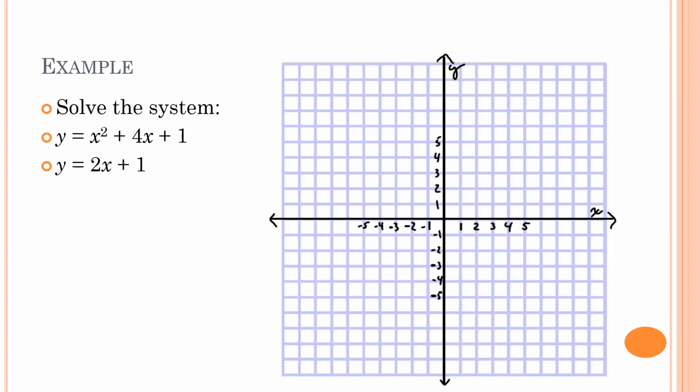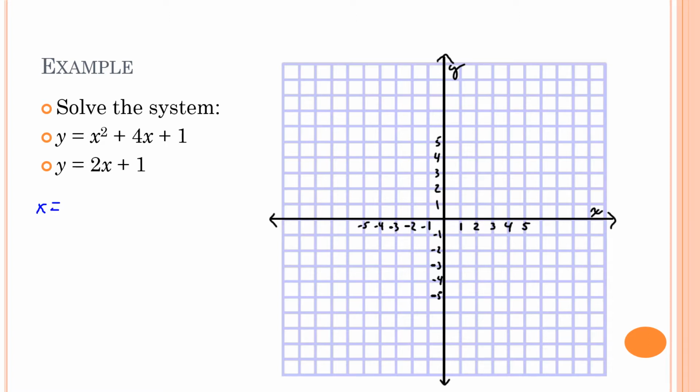Here's an example. Solve the system graphically. Pause the video at this point to give yourself a chance to do the work on your own. Let's graph the parabola first. I'll find my axis of symmetry. Remember that x equals negative b over 2a for your axis of symmetry.